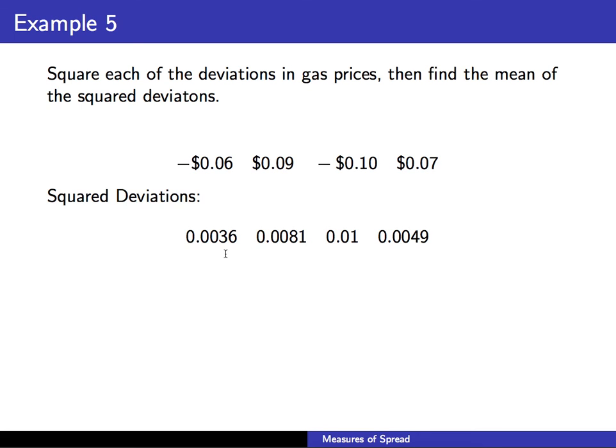Now notice we're not going to have any negative deviations canceling out the positives anymore. And when we find the total here, we get 0.0266 for adding up the squared deviations. And then dividing that by 4, we get a mean of 0.00665 for the mean of these squared deviations.